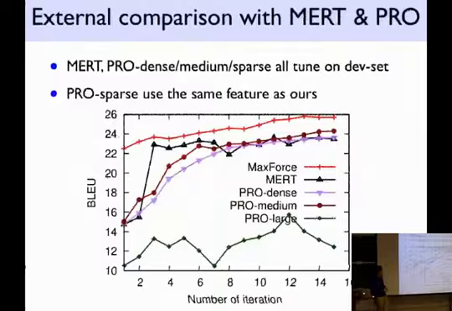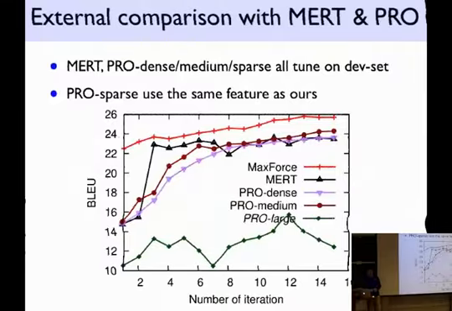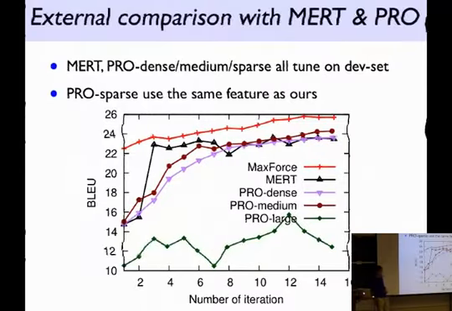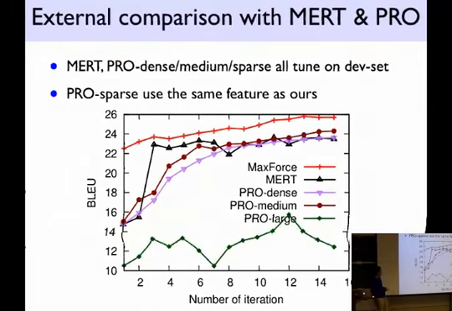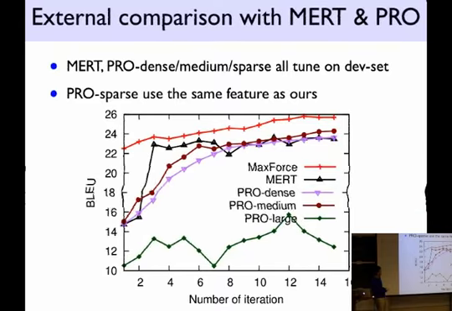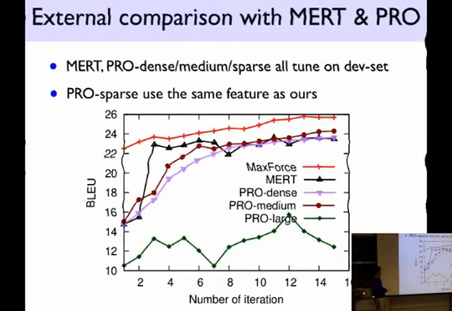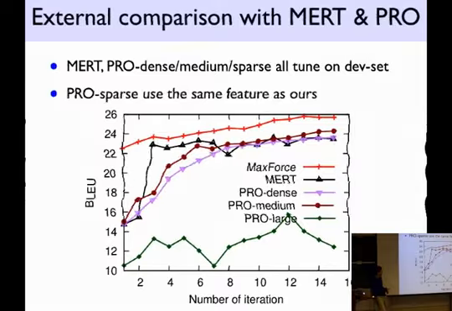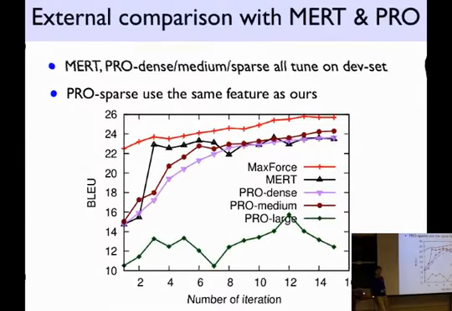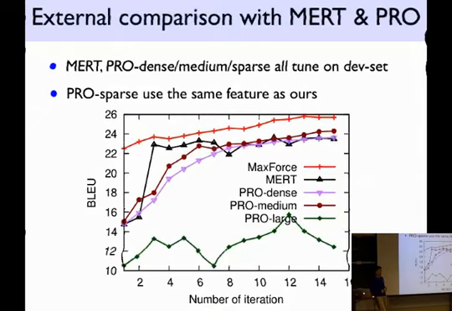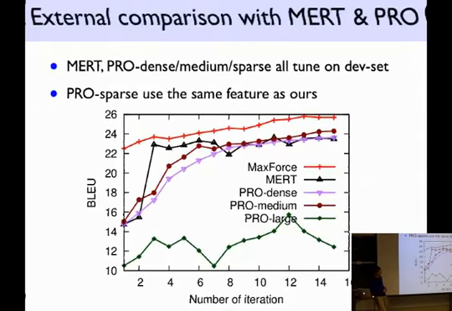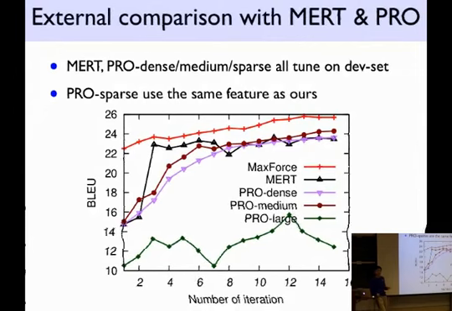Okay. Now, if you compare with other methods like MERT and PRO, here's the comparison. This is our MaxForce. MERT is not very stable. If you run PRO, it's a lot more stable, right? PRO dense is on the same features. It's more stable. But if you run PRO with many features, like millions of features, it's actually very bumpy. It doesn't do very well. That's well known: people know that PRO can only work on very small scale features. The only time PRO is better than MERT is when you have medium scale features, meaning 3,000 or 5,000 features.